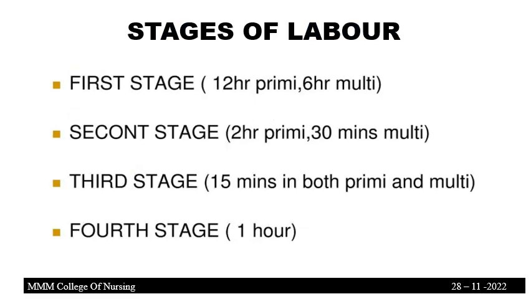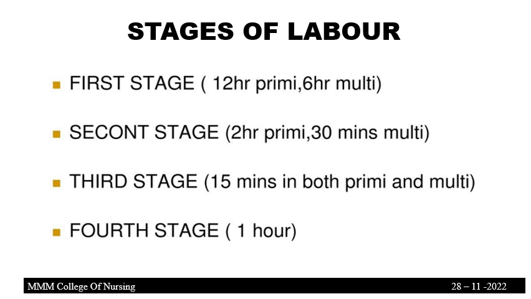Next, the stages of labor. So there are 4 stages of labor: the first stage, second stage, third and the fourth stage. We'll see the duration. In first stage, it is 12 hours in primigravida and 6 hours in multigravida. And the second stage, it is maximum 2 hours in primigravida and 30 minutes in multigravida. The third stage is 15 minutes in both primi and multi, and the fourth stage is 1 hour.